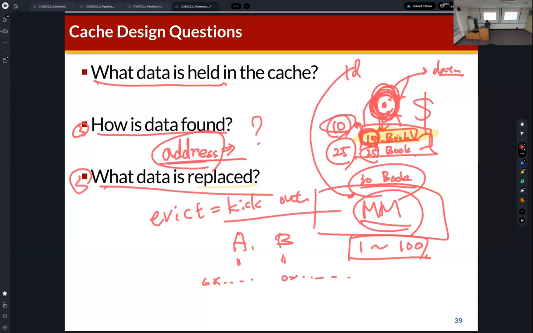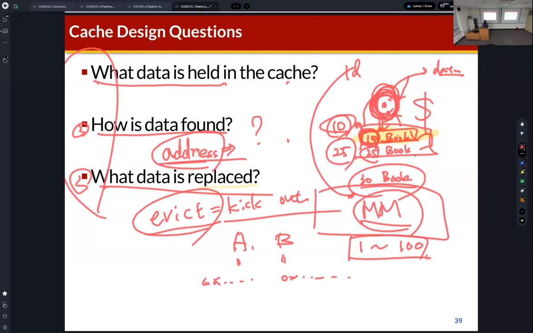Replaced. So when the data is evicted from the cache, then we need to decide which data will be evicted. Then in the empty space, we can store new data. So when the cache is designed, we need to consider these topics. Okay?